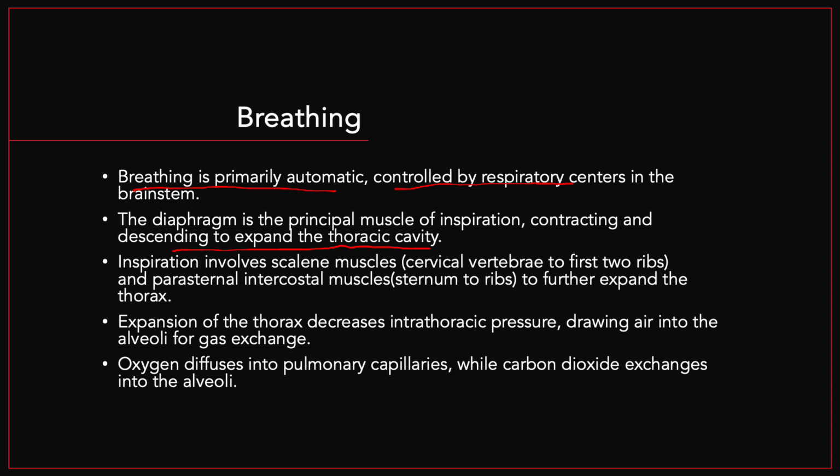So inspiration is also going to involve the scalene muscles, which attach somewhere around the cervical vertebrae and the first two ribs, and then the parasternal intercostal muscles, which run sternum to ribs, and this helps open up that rib cage to allow our lungs to fully expand. Okay, this is also when we start seeing patients that are breathing heavily. They start to use those accessory muscles, and we start to see more use of muscles that aren't used in just normal respiration. So expansion of the thorax is going to decrease intrathoracic pressure, like I was saying, drawing air into the alveoli for gas exchange.